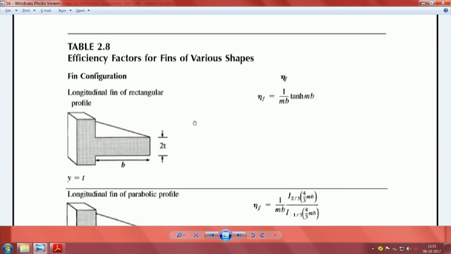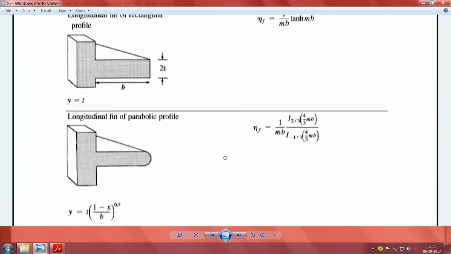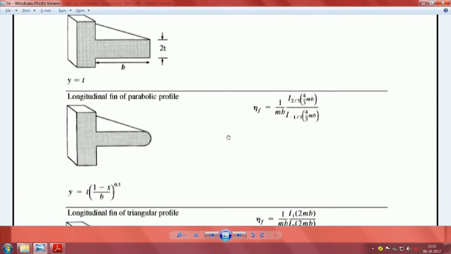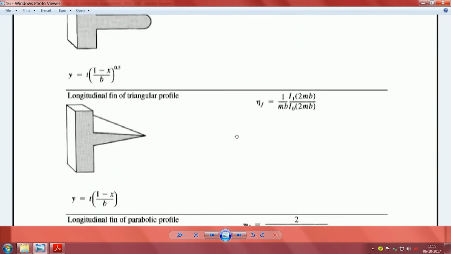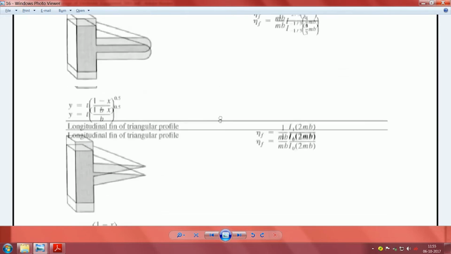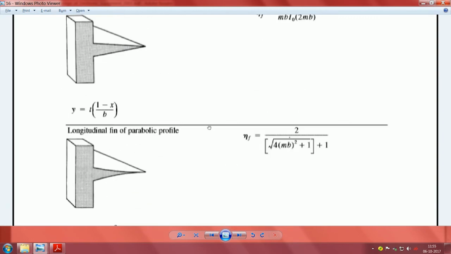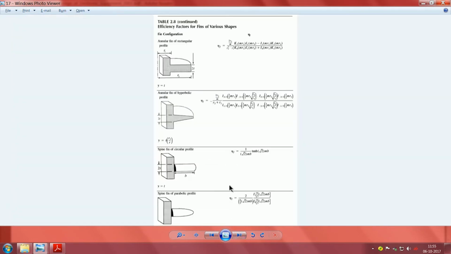So, a lot of devices have a simple rectangular profile, and I think this is a picture, no, this is a parabola. We are expected to consider this as a parabola, and then a triangular profile, and a longitudinal fin of parabolic profile. So, a lot of these relations have been made here.